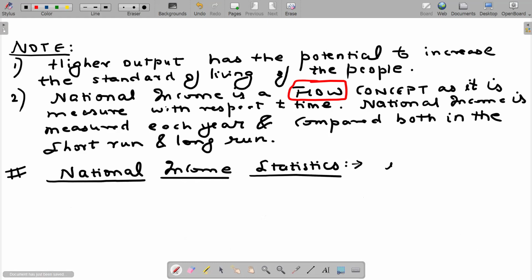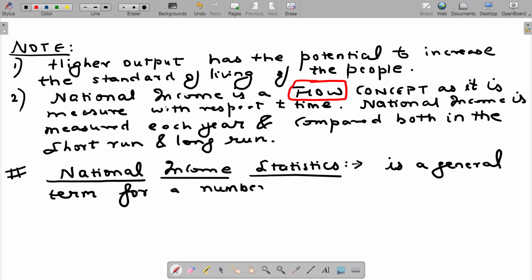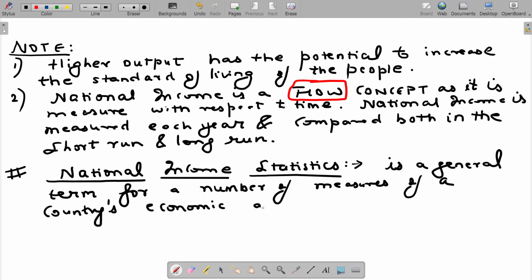So I can say that this is a general term for a number of measures of a country's economic activity in terms of its output, income, and expenditure.